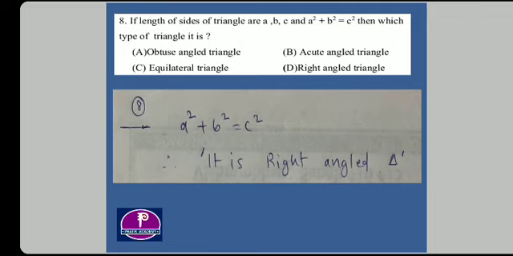Next, the lengths of sides of a triangle are A, B, C, and A square plus B square is equal to C square. Then which type of triangle is it? So as it is satisfying the Pythagorean triplet condition, it is a right angle triangle.